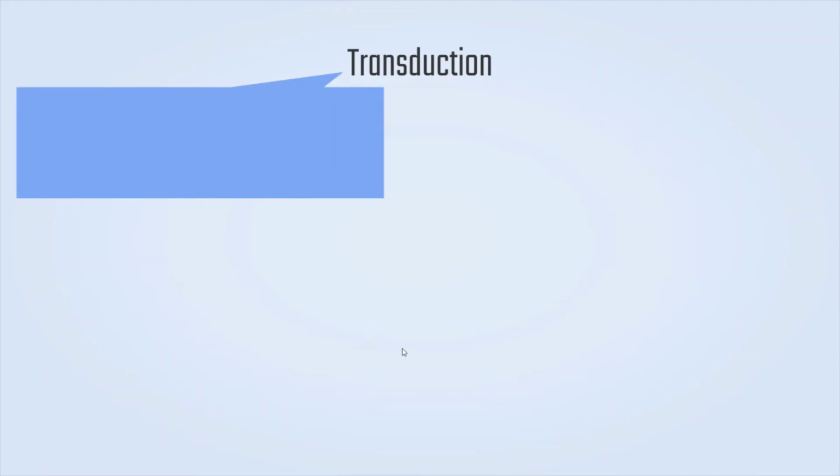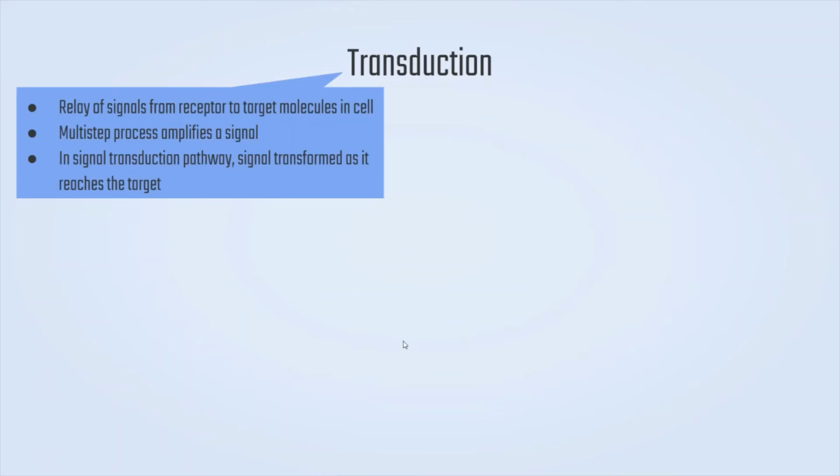The next step is transduction. And transduction is a relay of signals from the receptor to target molecules within the cell. And it is a multi-step process. And by being a multi-step process, it amplifies the signal. In the signal transduction pathway, a signal is transformed as it reaches the target.